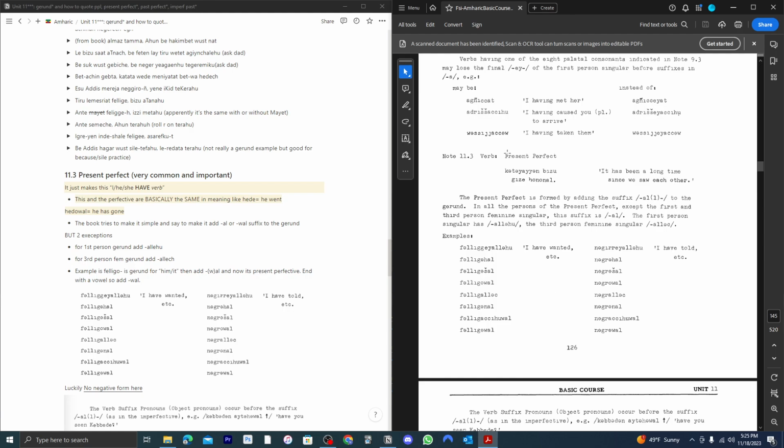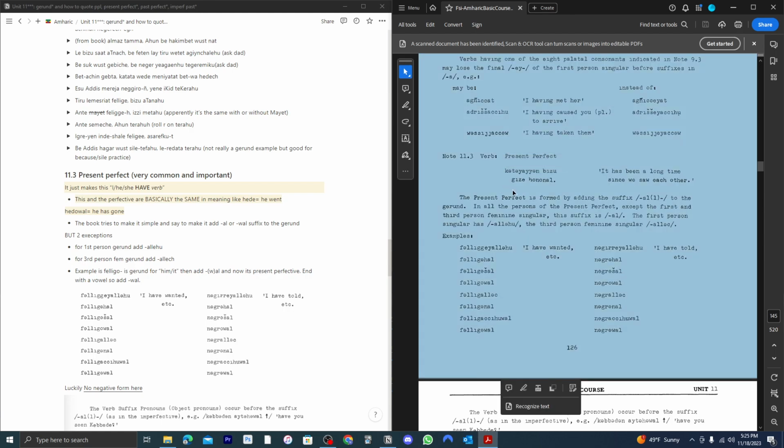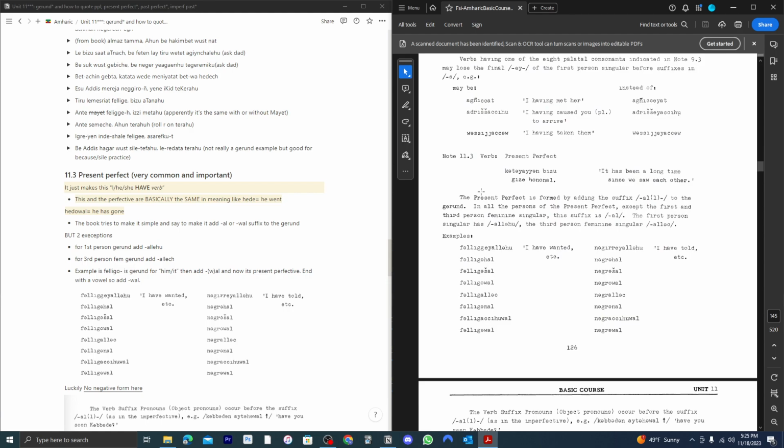In my opinion, this is more like recent past, and then perfective can either be used for the recent past or like a million years ago. So it's kind of like all rectangles are squares or something, or not all squares are rectangles. I hope I'm remembering that one correctly. It doesn't matter. So how do you make them?